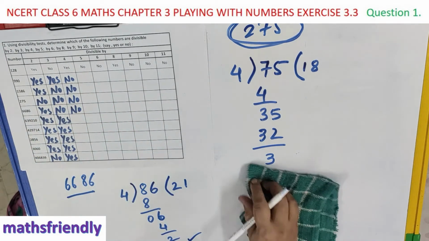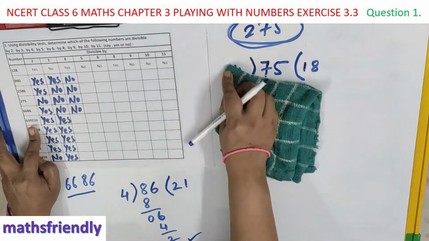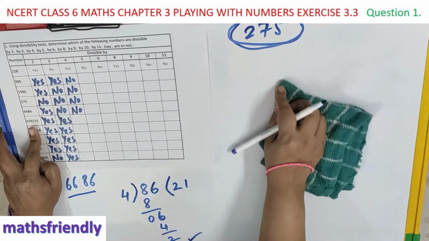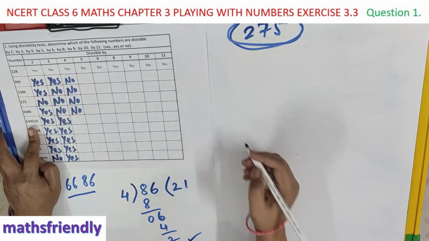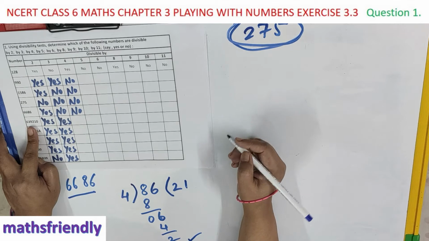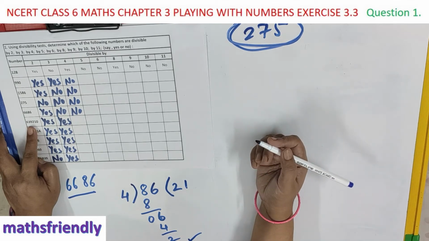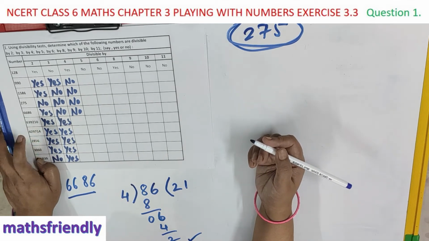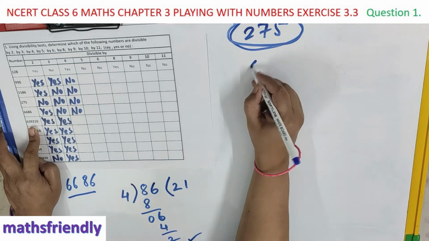Okay, what is the next question? The next question is this one. This is a big number, right? So if we go for the actual division and check whether this number is divisible by 4 or not, it will be a lengthy process. So we are using the divisibility test to determine whether this number is divisible by 4 or not.